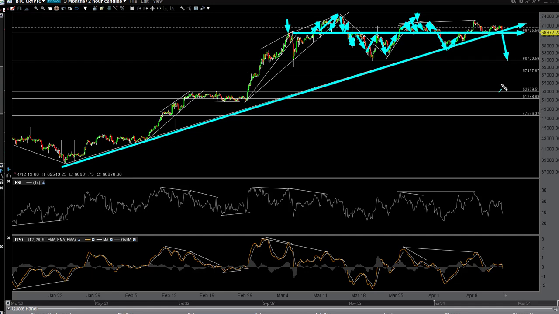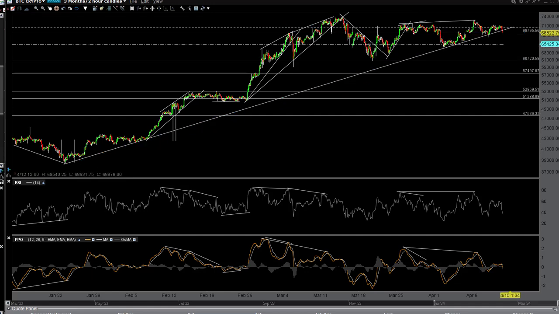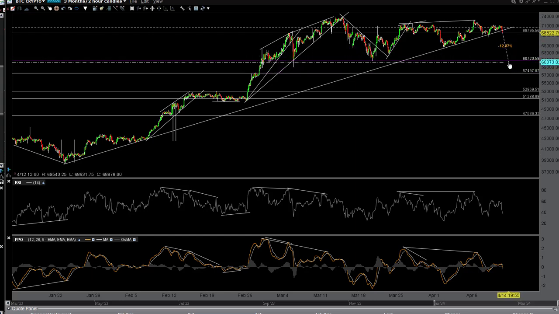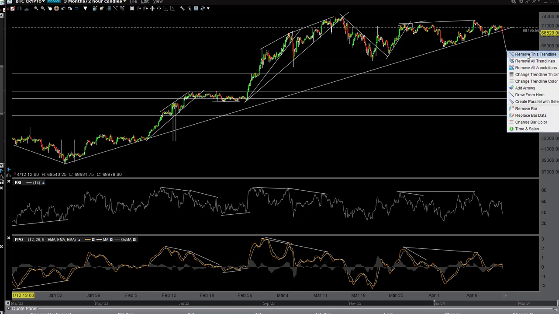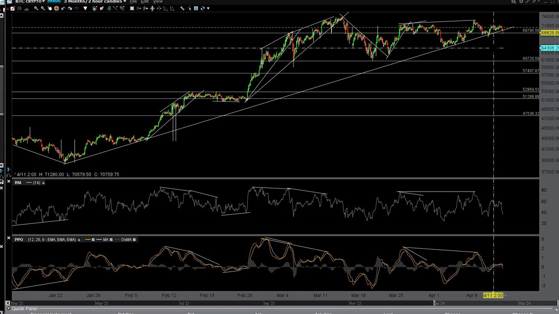So there's my sole target right now. If that breaks, 60,720, that would be a drop of about 12%. You can use GBTC or any of those new Bitcoin ETFs.